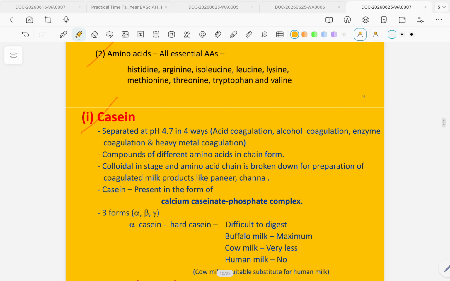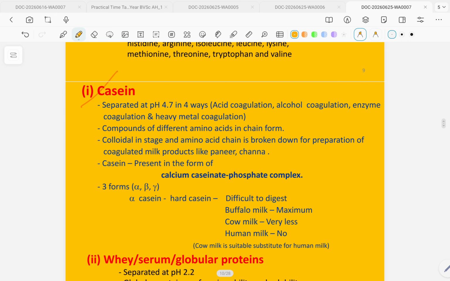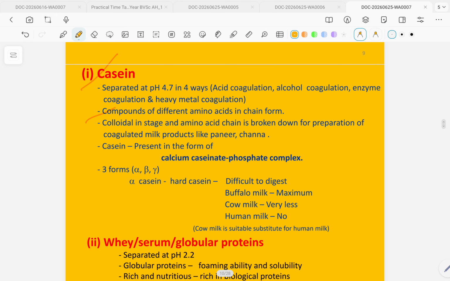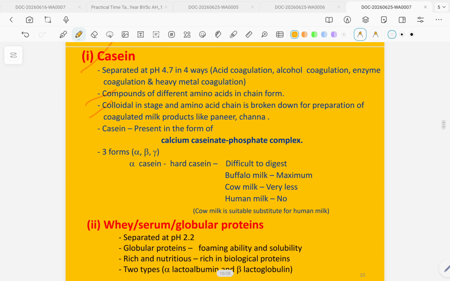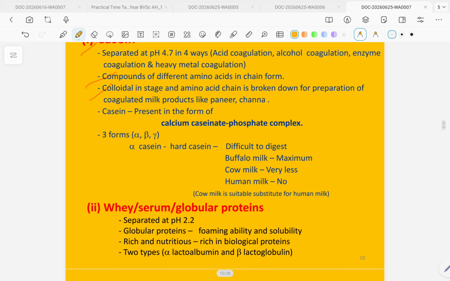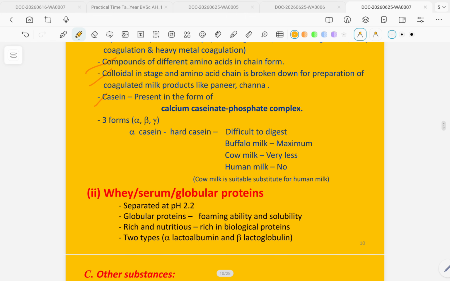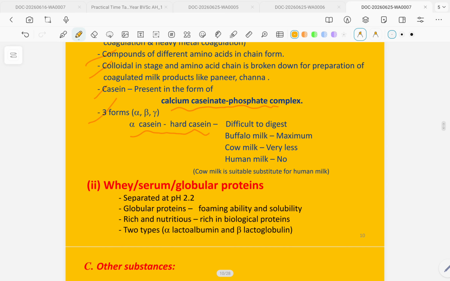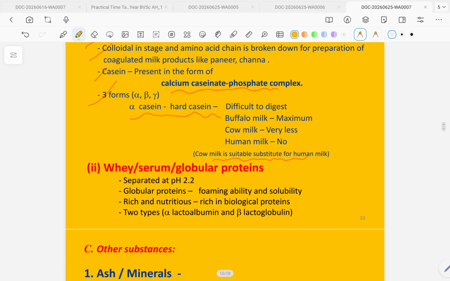Casein is separated at pH 4.7 in four ways: acid coagulation, alcohol coagulation, enzyme coagulation, and heavy metal coagulation. It is a compound of different amino acids in chain form, colloidal in state, and the chain is broken down in preparation of coagulated milk products like paneer and channa. Casein is present as a calcium caseinate phosphate complex in 3 forms: alpha, beta, gamma. Alpha casein is hard casein, difficult to digest. Buffalo milk has the maximum, cow milk very less, human milk none. Cow milk is a suitable substitute for human milk.